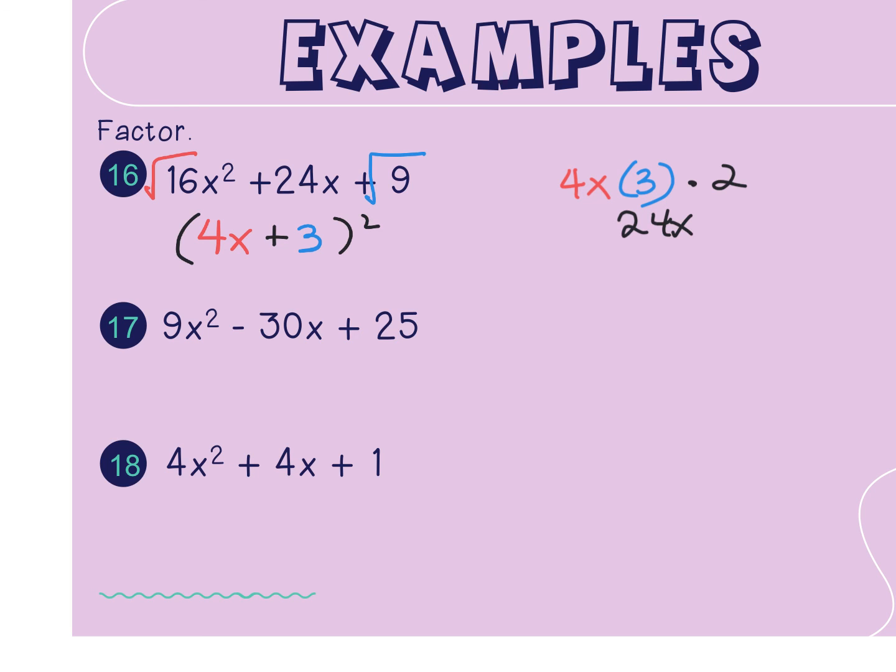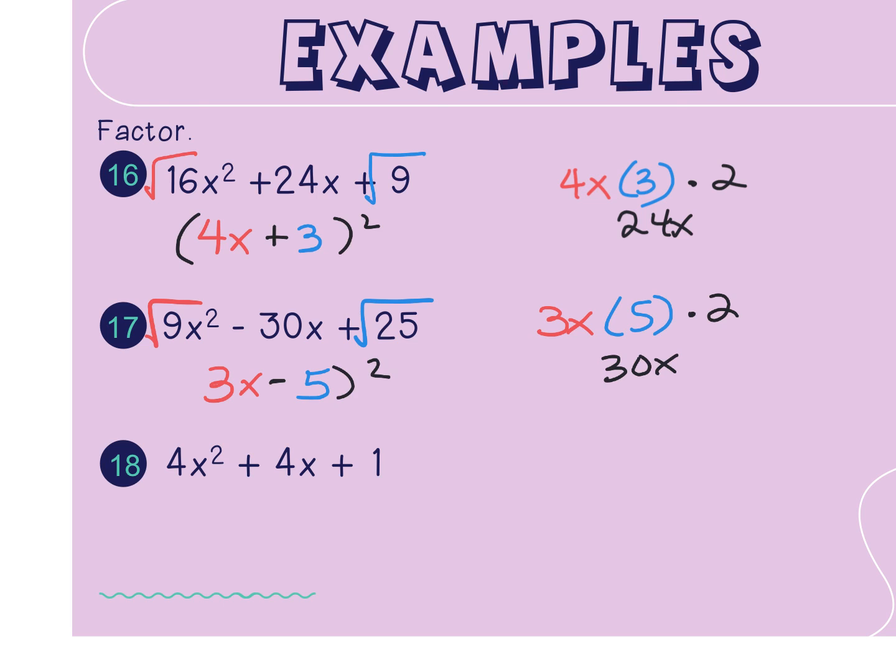Let's test the next one. Square root, square root. Let's do the test. Square root of 9x squared is 3x. Square root of 25 is 5. Double that. 3x times 5 is 15x, times 2 is 30x. It makes the number in the middle. So square root of the first term, square root of the last term, the sign in the middle, and then it's squared.